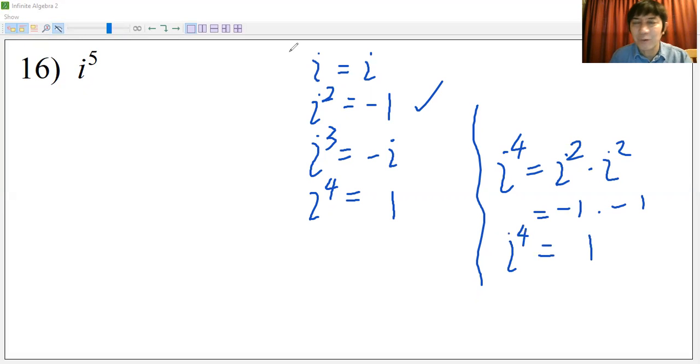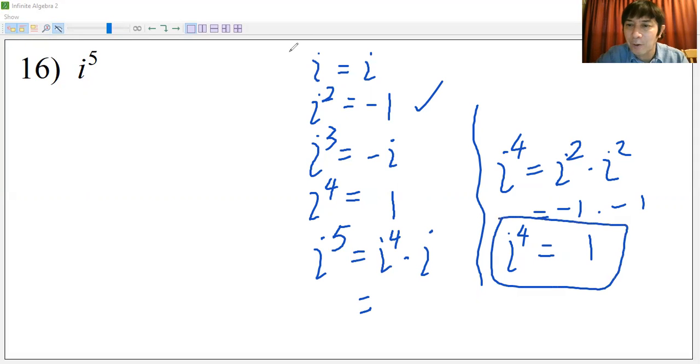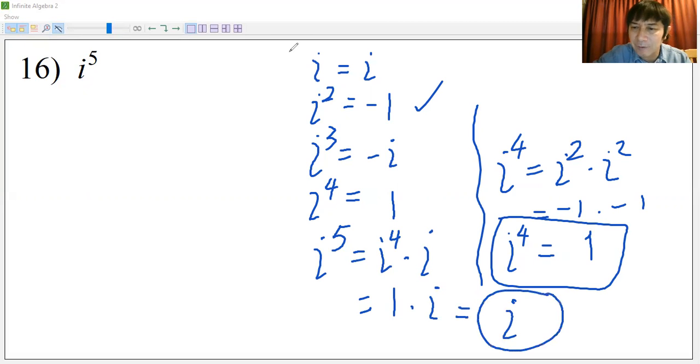Now we need i to the fifth. What is i to the fifth? That means i to the fourth times i. And i to the fourth is positive 1, so this is 1 times i. And i to the fifth is simply i.